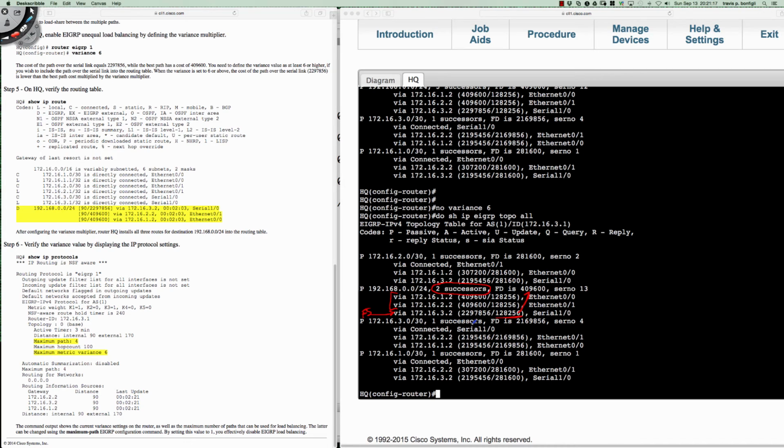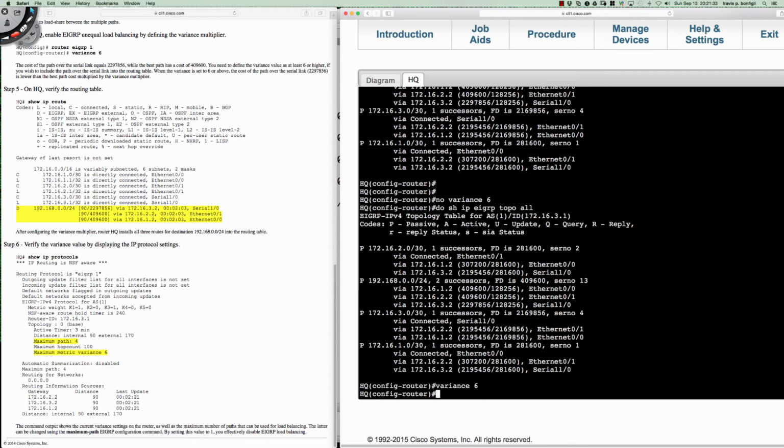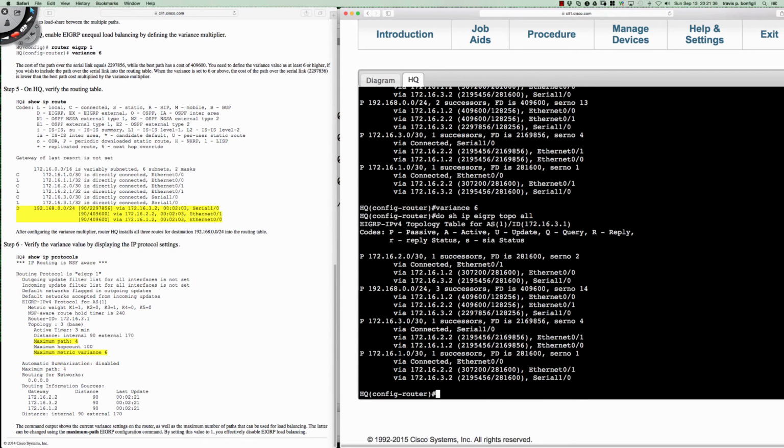Okay, so really what's happening is when we run that variance command, it's actually sort of tricking the topology table into thinking that this route here meets the criteria to be a successor. So again, if I add it back in, variance 6, and do show ip eigrp topology all-links, you can see that it sees 3 successors now. And again, it's the variance command that allows us to do that.